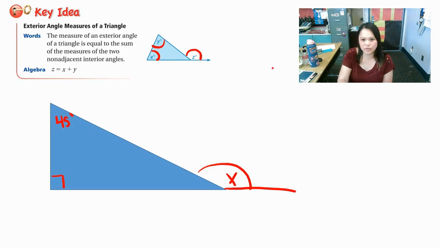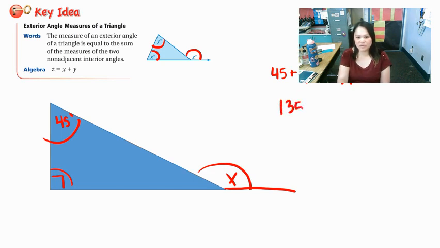So I'm going to do 45 plus 90. So I'm going to add these two together. And that's going to be equal to the angle on the outside, which I'm going to call X. So in this case, when I solve for this, I am going to get 135 degrees.